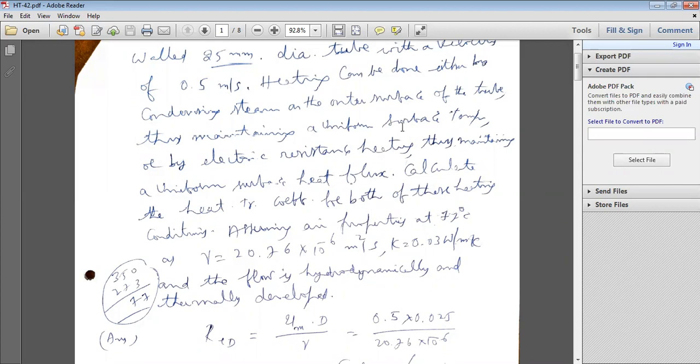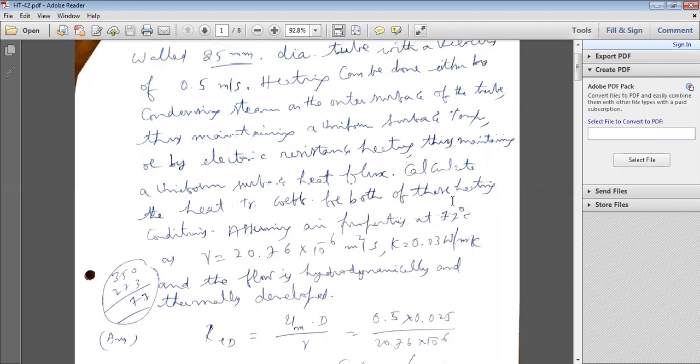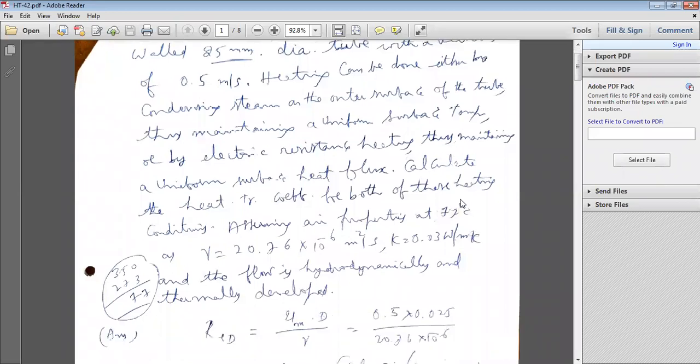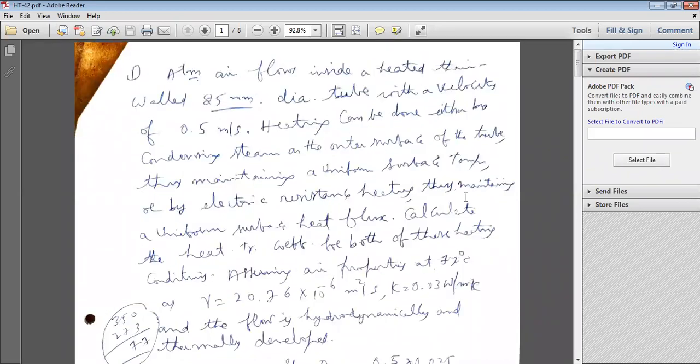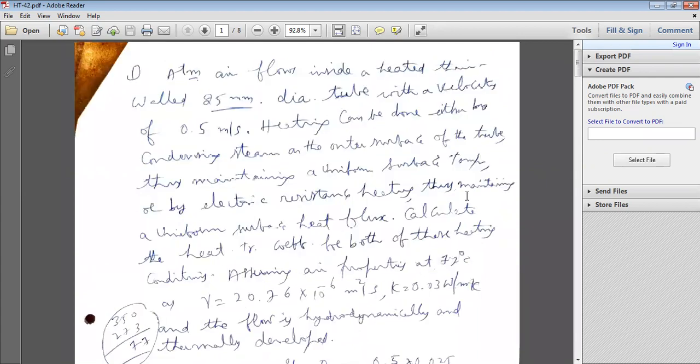First condition, constant wall temperature. Second condition, constant heat flux. Now for both the conditions, you have to calculate the heat transfer coefficient h, assuming properties of air at 77 degrees centigrade. So that is given in the problem.